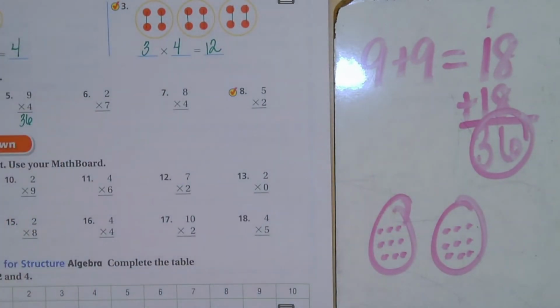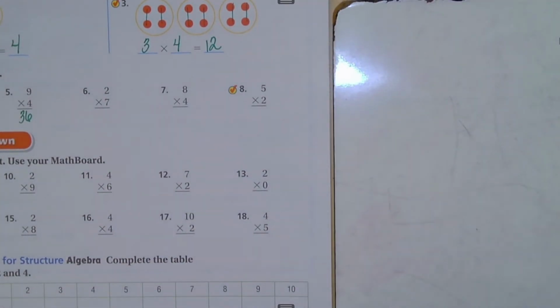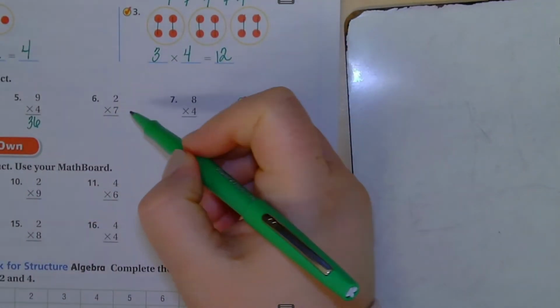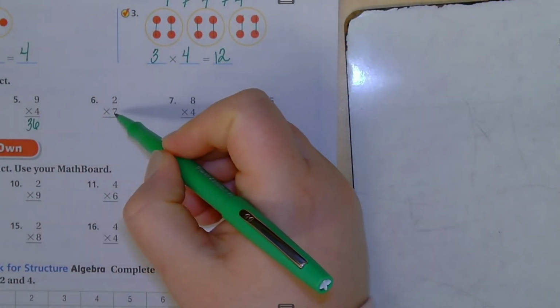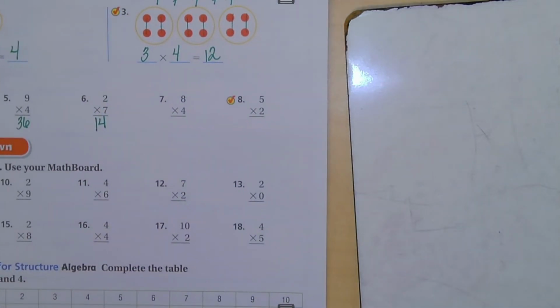You should not use a multiplication table. You should not guess. You need to be working these out until you have all your facts memorized. 2s are the ones that you can do mostly in your head. So look at number 6. 2 times 7. Well, 2s mean doubles, so let's double 7. What's 7 plus 7? 14. Good. 2 times 7 equals 14.